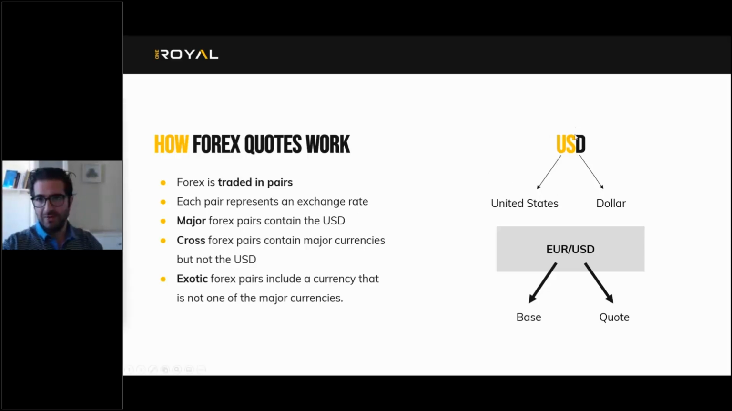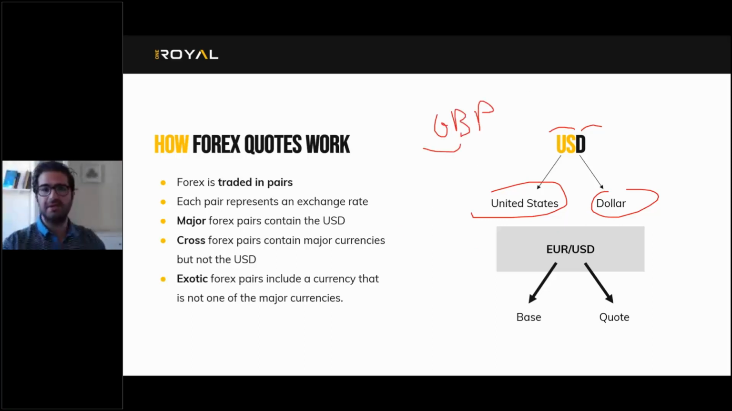Here we have USD. How did they come up with this abbreviation? The first two letters represent the country, and the D represents the currency. So US is the United States, and the dollar is the currency of this country. If we are talking about GBP, the first two letters are for Great Britain, and the P is for pound, the currency of Great Britain.